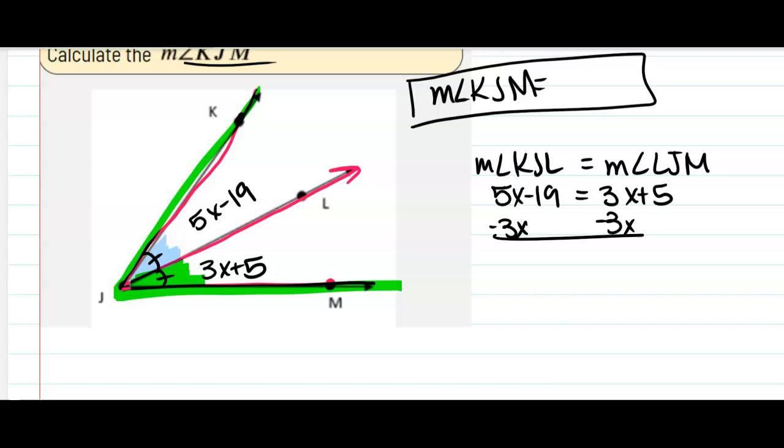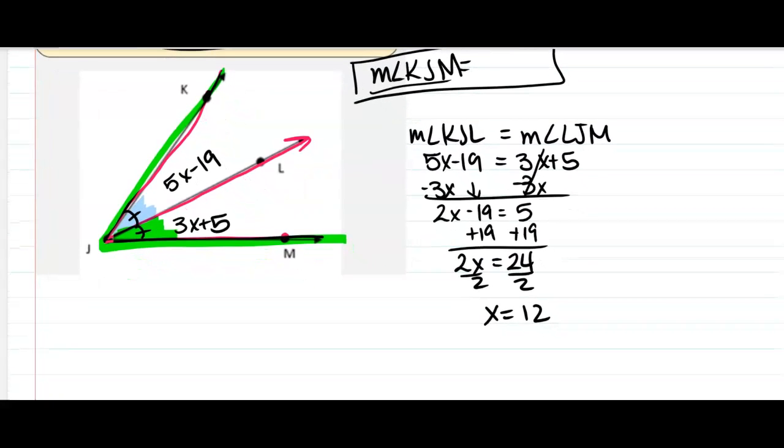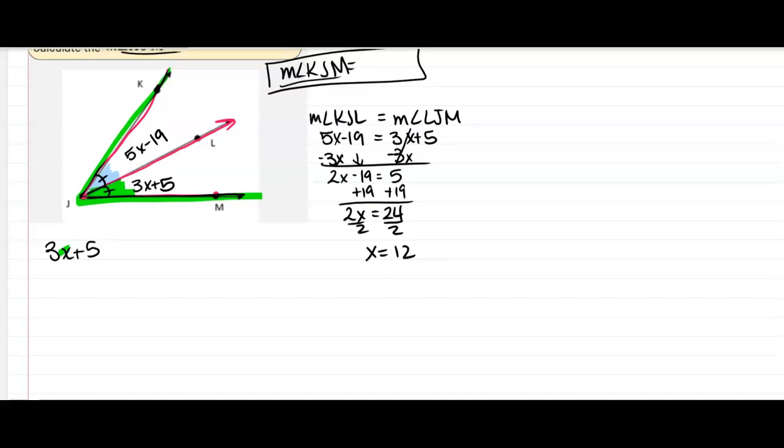Subtract 3x from both sides. This gives us 2x minus 19 equals 5. Add 19, and we get 2x is equal to 24. x is equal to 12. But we're not done yet because the question is asking us for the measure of angle KJM. So we can use either one of those equations. I'm going to choose the one with the smaller numbers to substitute my x.